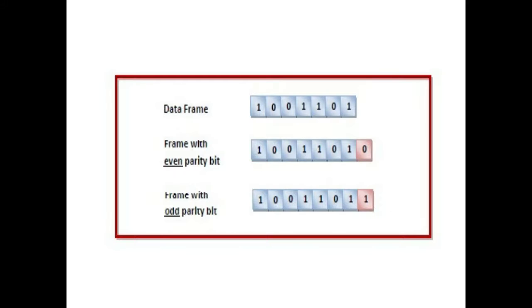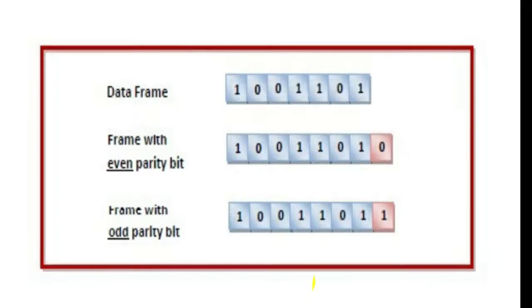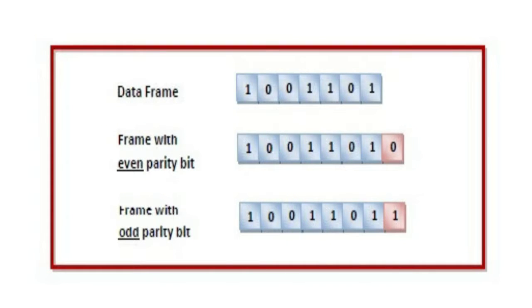Now you can see the same example in the picture. The first part of the picture will determine the data frame. That means the data which the transmitter is trying to send. The second picture will show the frame with even parity, and the third one is the frame with odd parity.